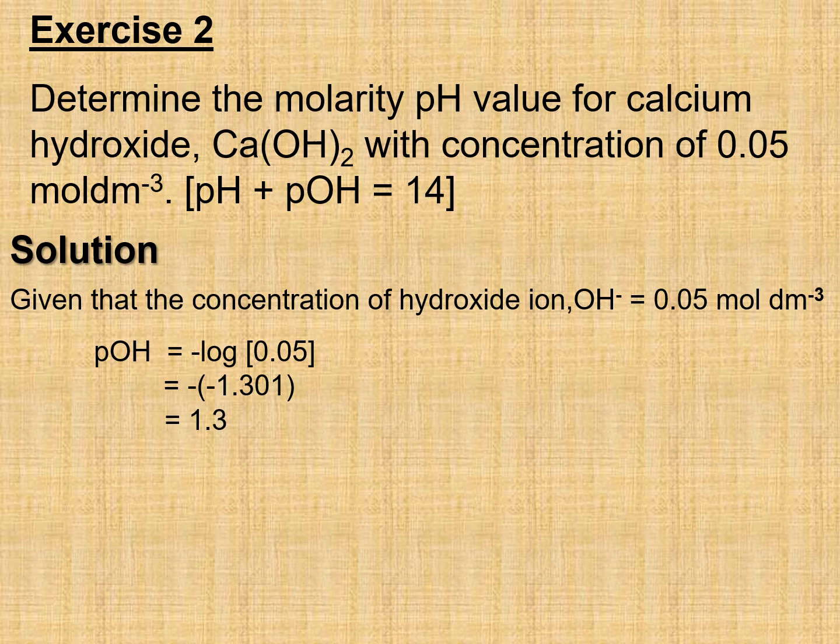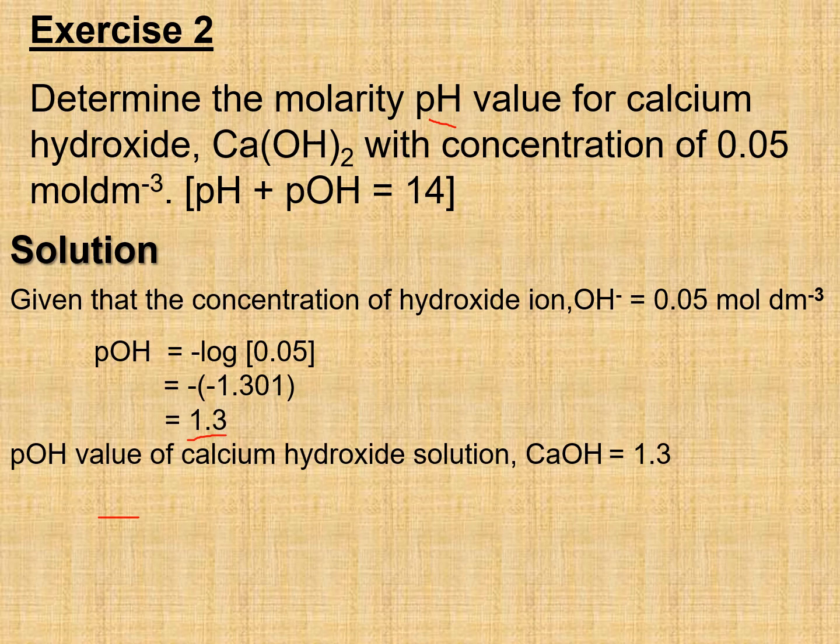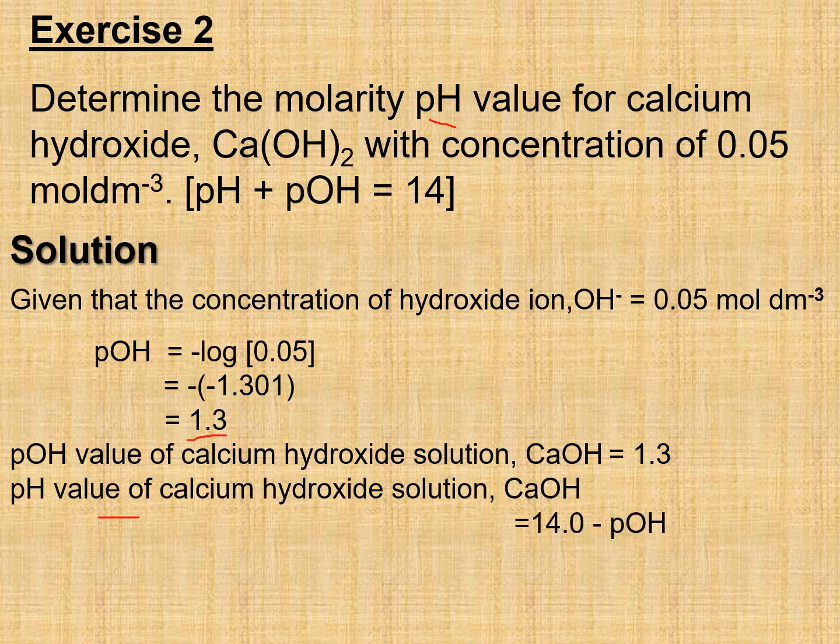Okay, the question asks you about pH, not pOH. This is just your first step, getting the pOH with a value of 1.3. So next, pH value is equal to 14 minus pOH. So 14 minus 1.3 is equal to 12.7. So the pH value for calcium hydroxide is 12.7. Okay, very good.